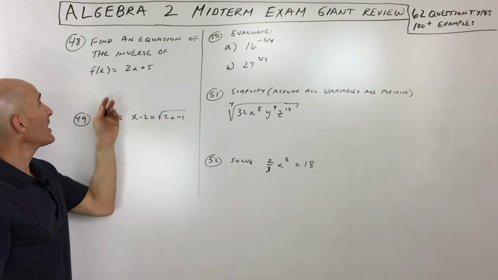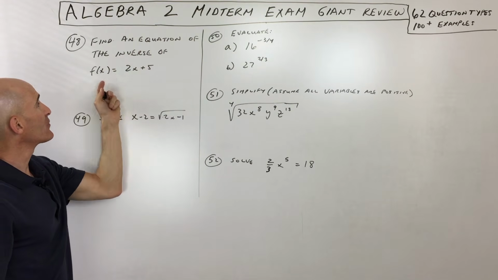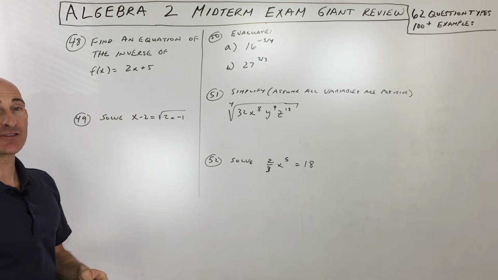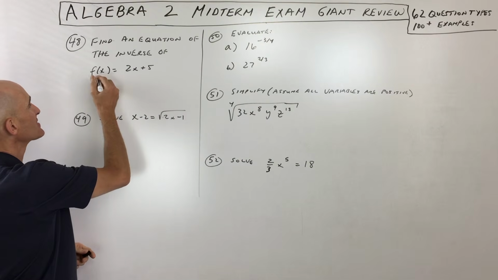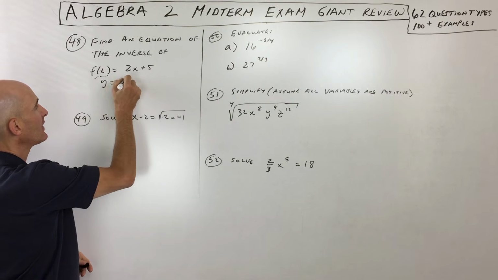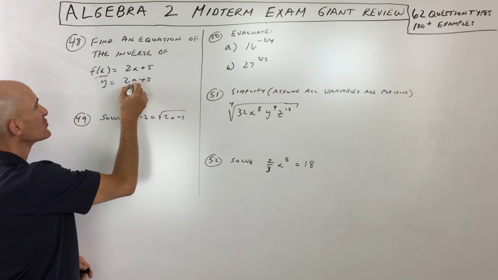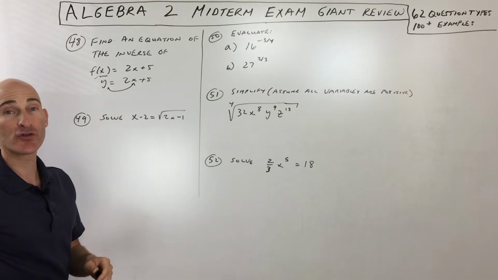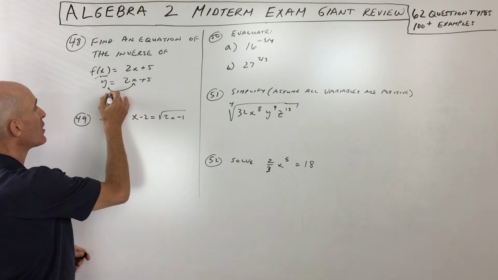Okay, question number 48, it says find an equation of the inverse of f of x equals 2x plus 5. So when you find the equation of an inverse, the key is to think of f of x as y. And what you do with the inverse is you switch the x and the y and you solve for the new y. So you switch the x and the y, solve for the new y.